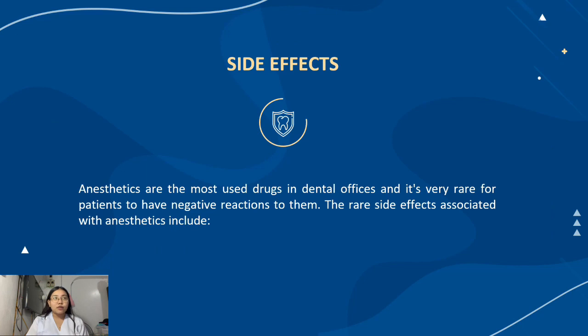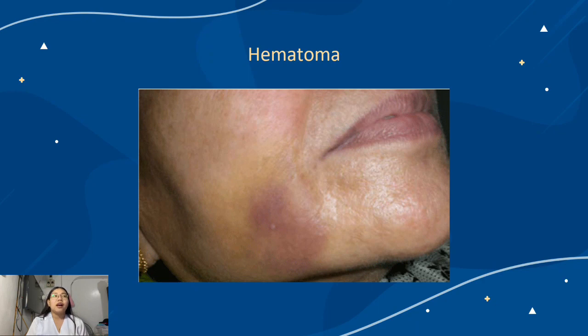The side effects of local anesthetics. Anesthetics are the most used drugs in dental offices, and it's very rare for patients to have negative side effects from them. The rare side effects associated with anesthetics include a hematoma. A hematoma only develops if the injection needle hits a blood vessel. A hematoma is characterized by a clot of blood near the surface that looks like a bruise.